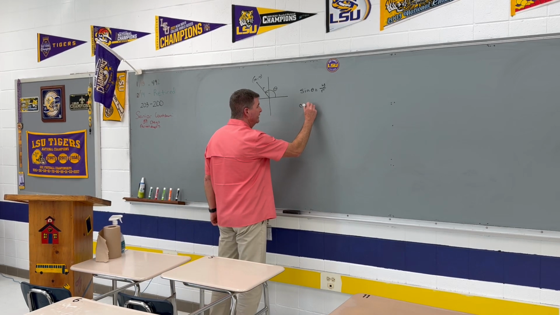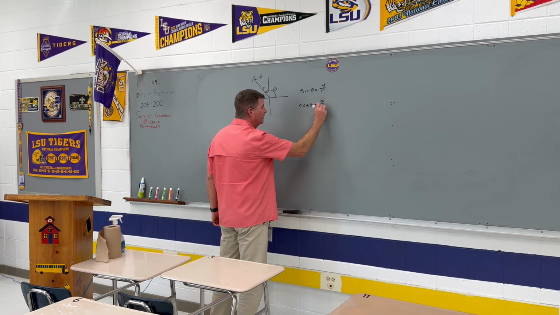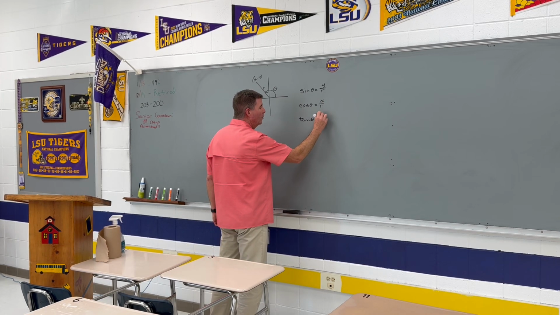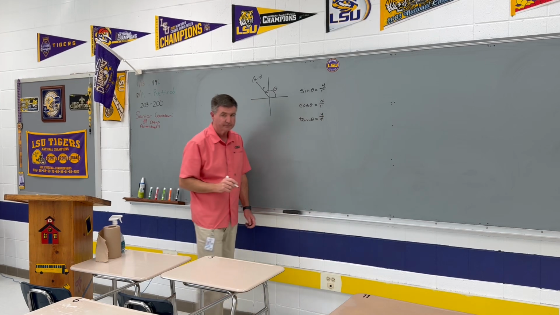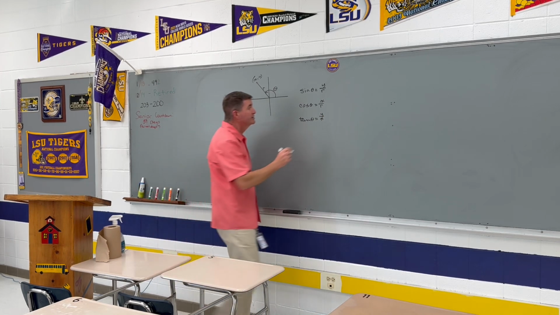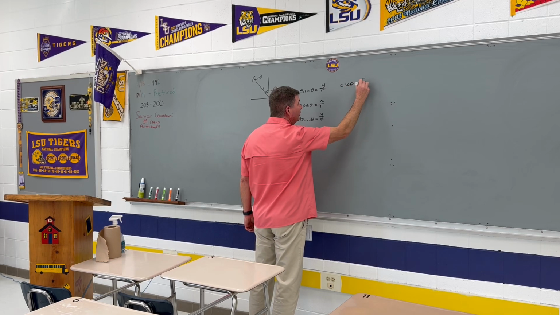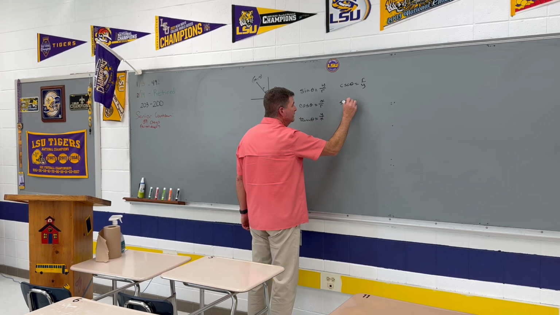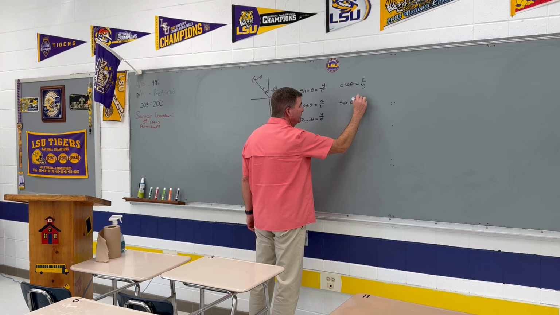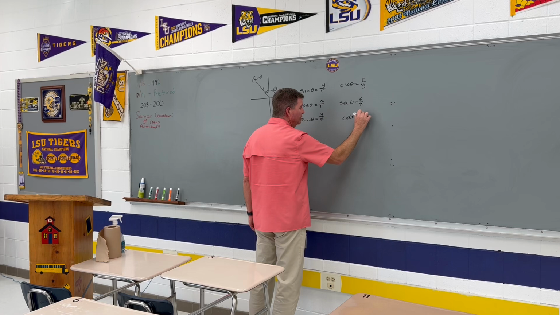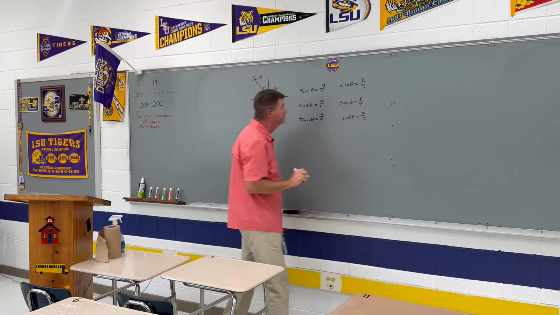Cosine of theta is going to be x over r, and tangent of theta is going to be y over x. The inverses remain the same. The cosecant of theta is going to be r over y. The secant of theta is going to be r over x. And the cotangent of theta is going to be x over y.